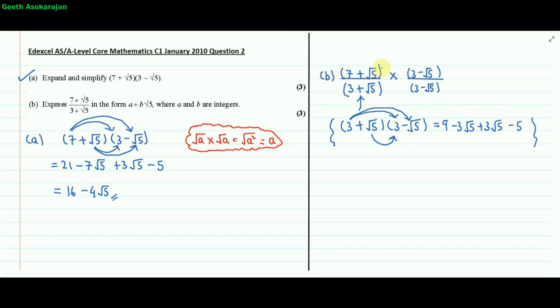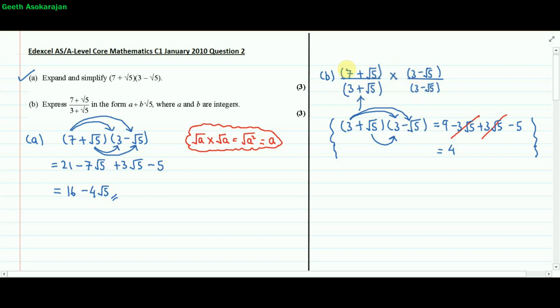So as you can see, I can do a cancellation. Minus 3 root 5 plus 3 root 5 will go when added. And if I continue below, 9 minus 5, 4. So 4 being what we'll get when we multiply the bottom pair of brackets.